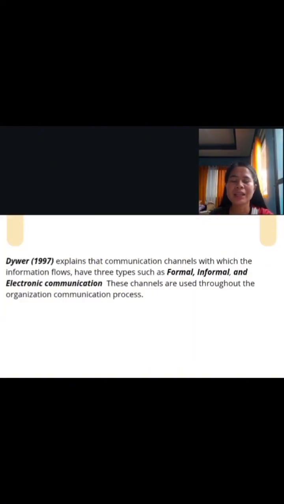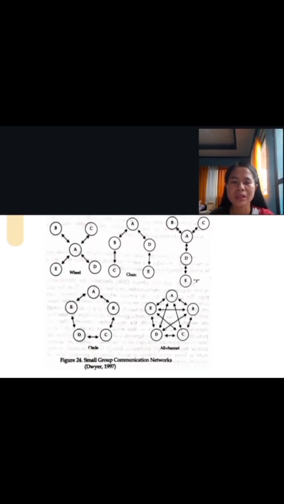Dewar, 1997, explains that communication channels with which the information flows have three types such as formal, informal, and electronic communication. These channels are used throughout the organization communication process. So as you can see in the picture, wheel, chain, Y, circle, and all channel communication networks.